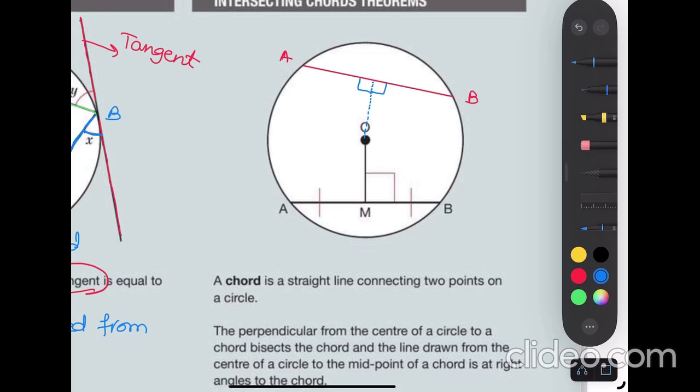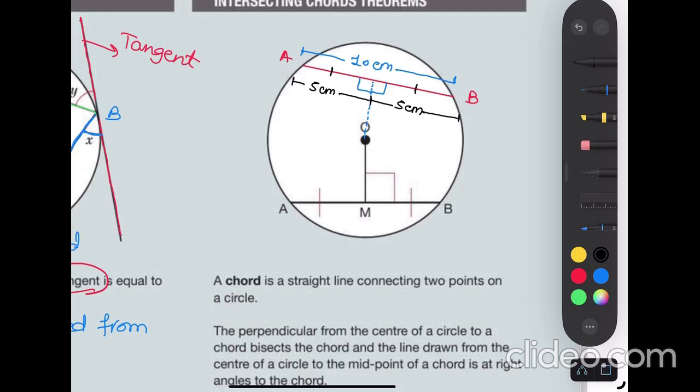What does bisect mean? Let's say this whole chord was 10 centimeters. Now this straight line, which is at a 90-degree angle, has bisected it, or you can say it has divided the chord into two equal parts. So this side is 5 centimeters, and from here to here is also 5 centimeters, because this line has bisected the chord into two equal parts. This is known as the intersecting chord theorem.